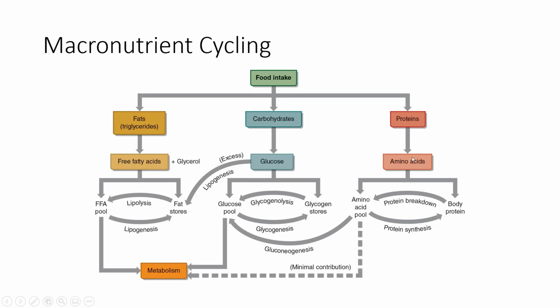We go to proteins here. Proteins are broken down into amino acids. And the amino acid pool, if we want to make our own proteins using those amino acids, we would go through protein synthesis, and those just become our cellular proteins or body proteins.